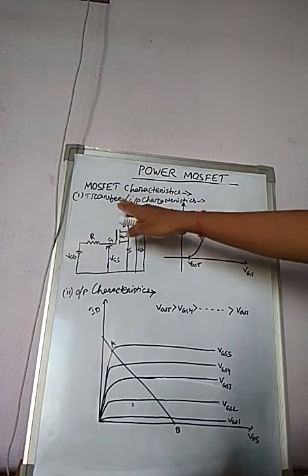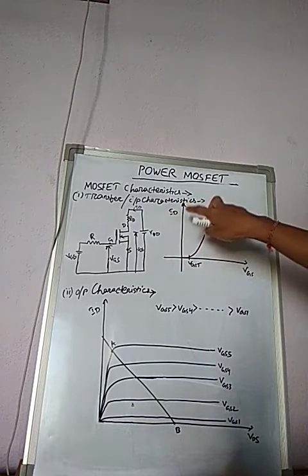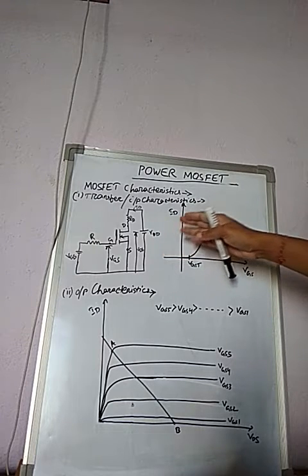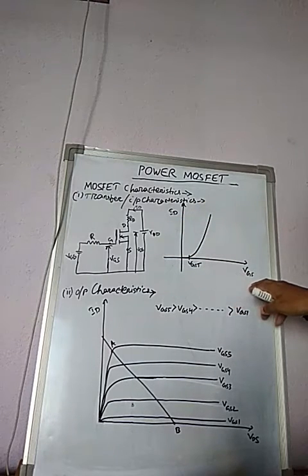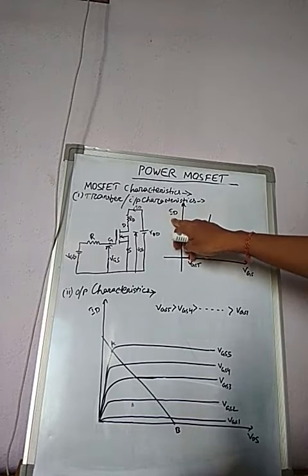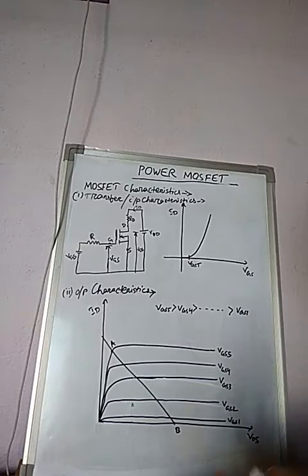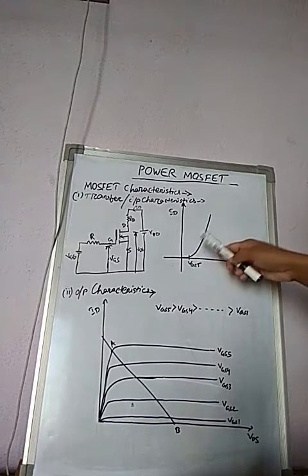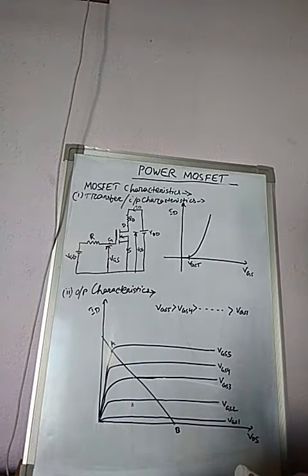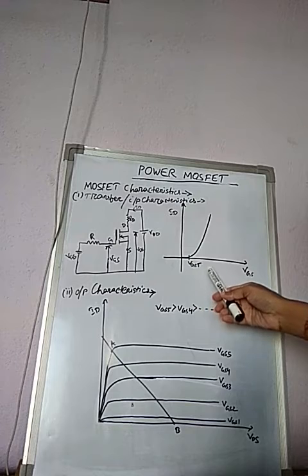So under the transfer or input characteristics, see what happens in this characteristics. This shows the variation of drain current as a function of gate source voltage. Okay, see, this is the variation of drain current with respect to VGS, gate source voltage. This is the typical transfer characteristics, or you can say input characteristics, and this point represents the threshold voltage VGST.